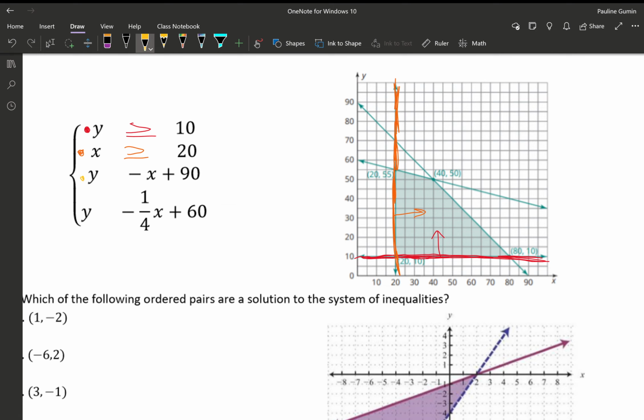Now let's take a look at this one. These are both going to be our slanted diagonal lines, but we need to decide which one's which. What gives it away is our y-intercept. So this line should cross at 90.